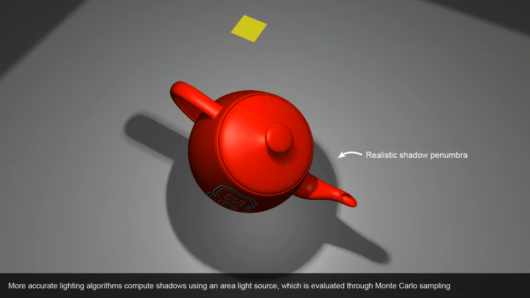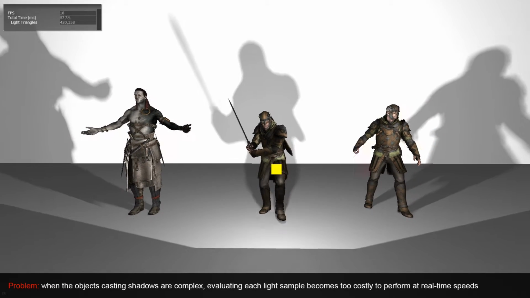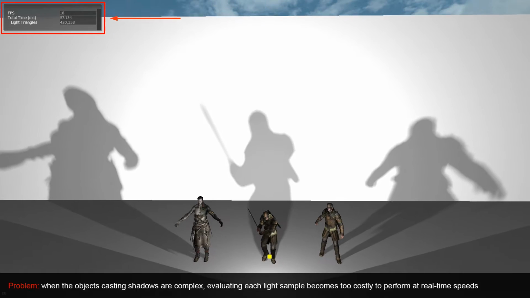More accurate lighting algorithms compute shadows using an area light source, which is evaluated through Monte Carlo sampling. When the objects casting shadows are complex, evaluating each light sample becomes too costly to perform at real-time speeds.